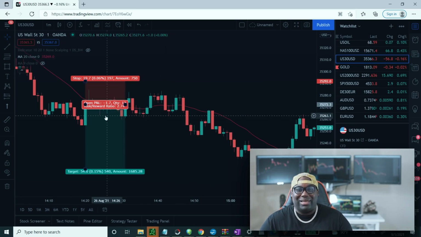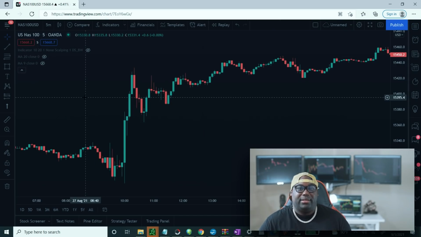So let's go to the second indicator, which is a supply and demand indicator. So let's go. Okay, so this indicator is a supply and demand indicator that I created from scratch, me and my programmer, and I'm going to show you guys how to use it.